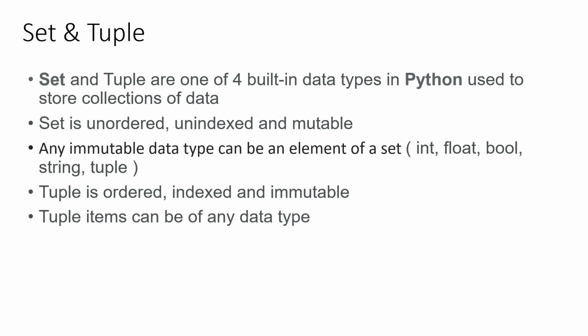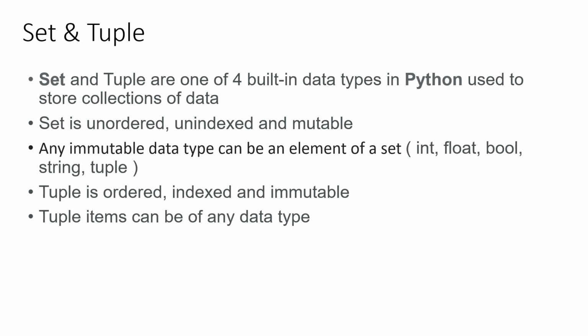Set is unordered. Unordered means it does not guarantee that if you put an element at index X, let's say I'm putting an element at index 5, you will get it at index 5. So it is unordered. It is unindexed and mutable. Any immutable data type can be an element of a set. So set can have any kind of object inside it, but it has to be immutable. For example, list is mutable, so list cannot be part of a set.